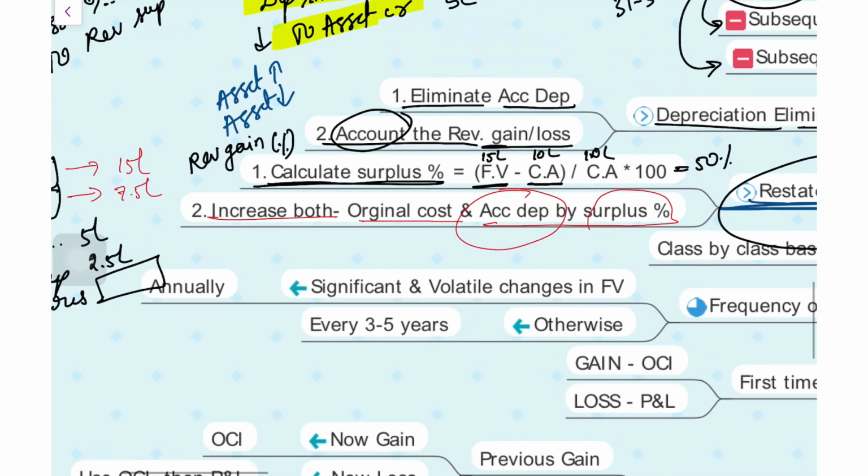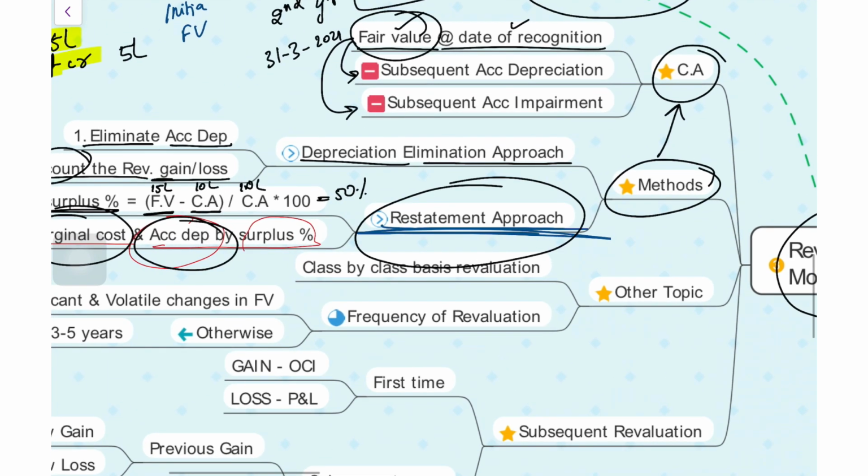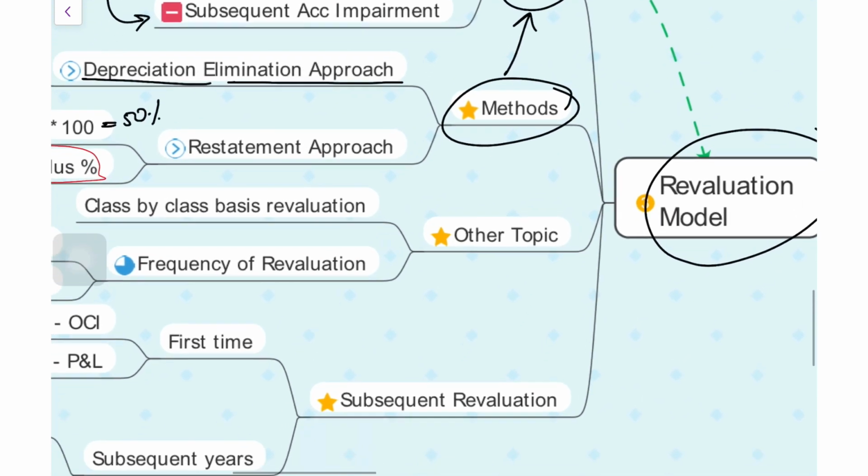Then in the second method, the restatement approach, first you have to calculate your surplus percentage, that is, from the initial value you had recorded in the books, by what percentage there has been an increase in the fair value. If there is a gain, then increase your original cost and accumulated depreciation by that percentage. And vice versa if there is any revaluation loss. Are there any doubts until this? I hope there are no doubts.